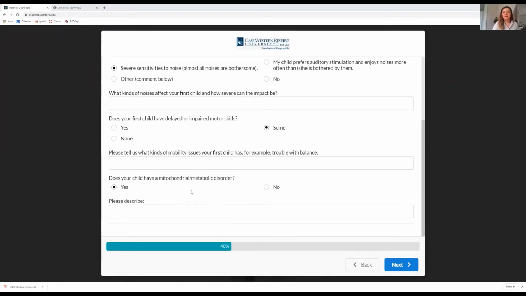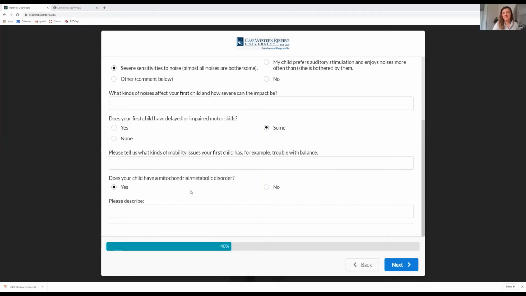Next, please indicate whether your child has a mitochondrial or metabolic disorder. A doctor would have told you about either of these issues. A metabolic disorder is when chemicals in the body inhibit the normal processes of turning food into nutrients our body can use to stay healthy. A mitochondrial disorder is a type of metabolic disorder where it is difficult for the body or is incapable of turning sugar and oxygen into energy.